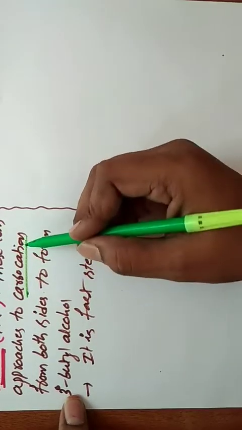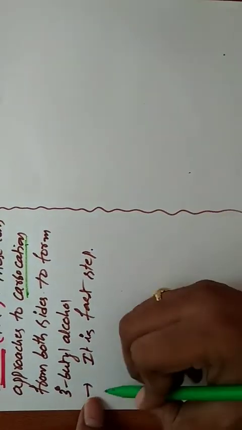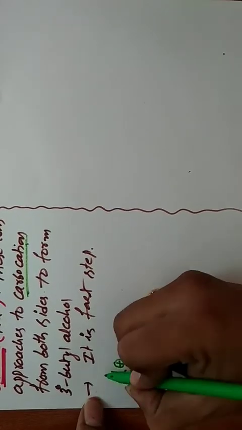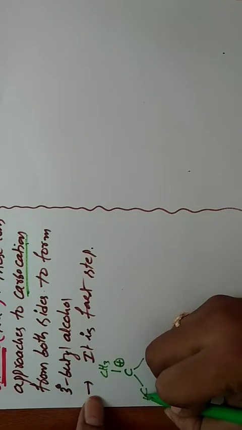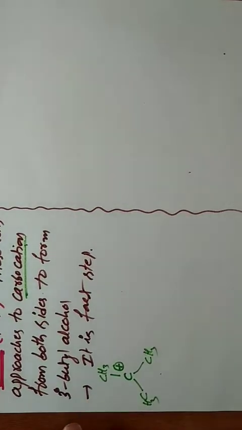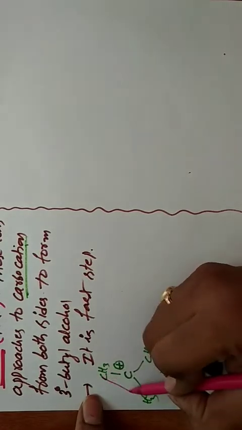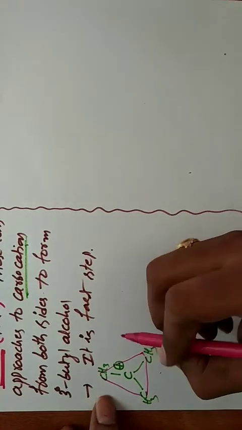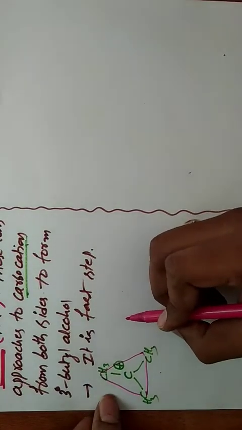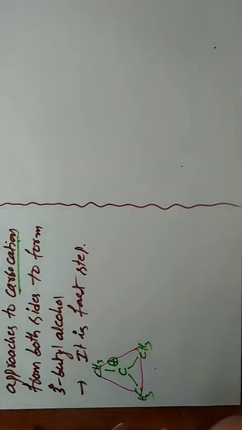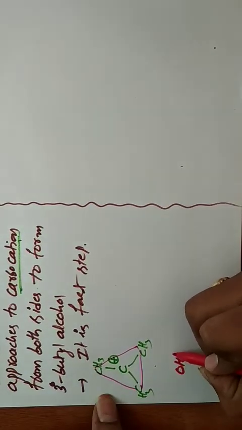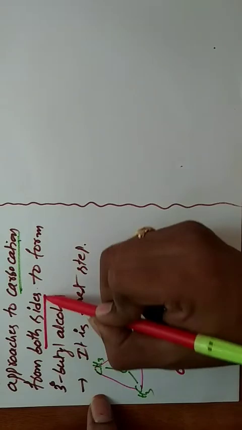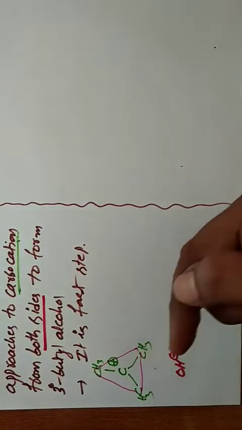So this carbocation, we already discussed, what type of structure? Planar structure. Planar structure means carbon, this is the positive charge, with CH3, CH3, CH3. So this is the planar structure, drawn like that for easy understanding. Whenever OH minus ion approaches, this is the OH minus ion, it approaches the carbocation from both sides. Both sides means this structure is a planar structure.